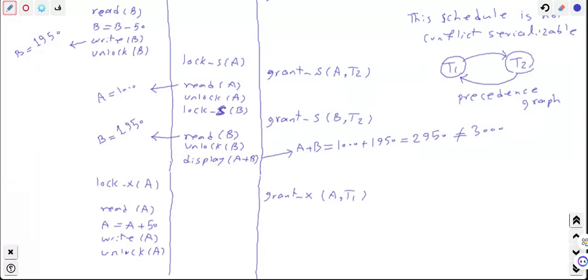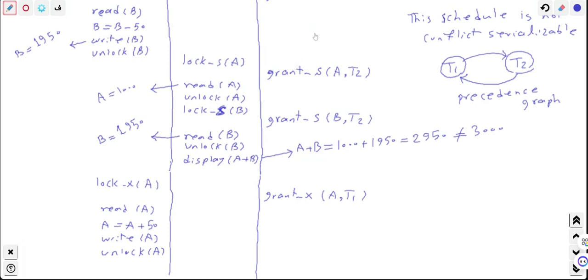We should have an additional condition. We should have some additional rules. We should have a protocol for logging. Okay. How can we avoid this inconsistent situation?